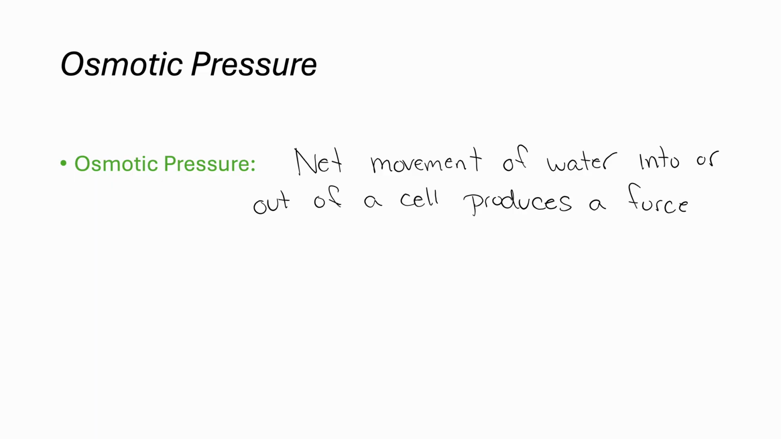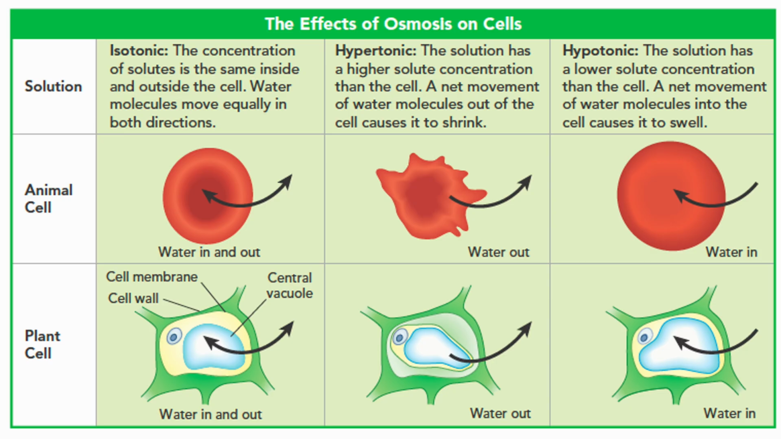Think of it like blowing up a balloon. The more you add to it, the more pressure is being put on the outside of those molecules. Okay? So when we're looking at the effects of osmosis on a cell, in isotonic, whether it's an animal or a plant cell, we have an equal amount of water going in. The concentration of solutes is the same inside and outside the cell, and the water molecules move equally in both directions, creating a net neutral movement.